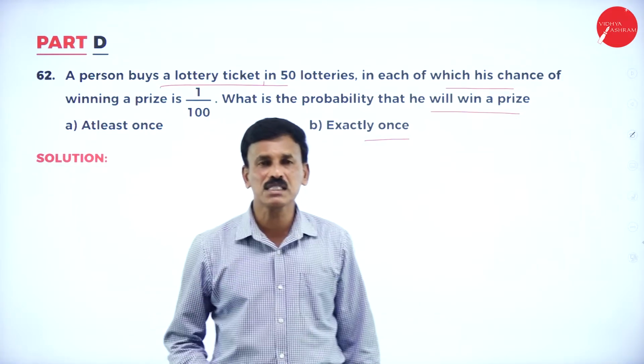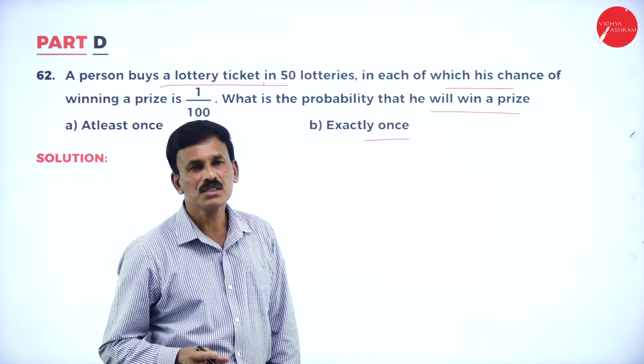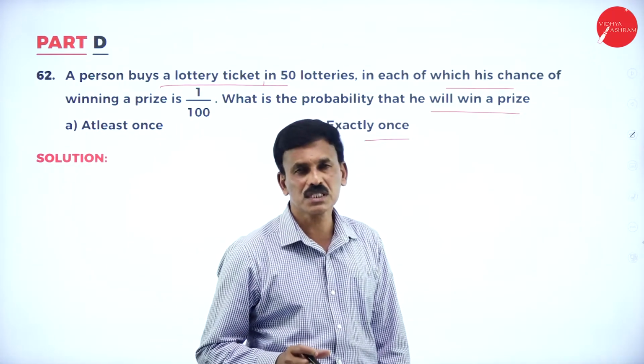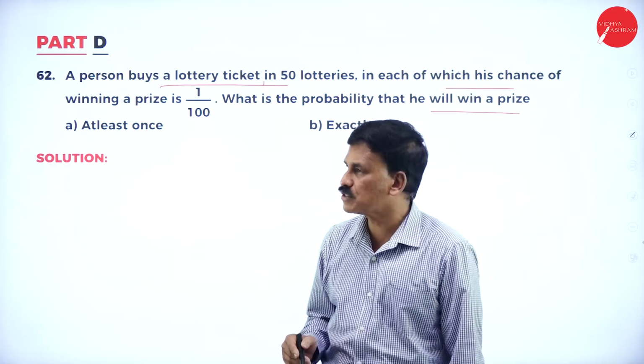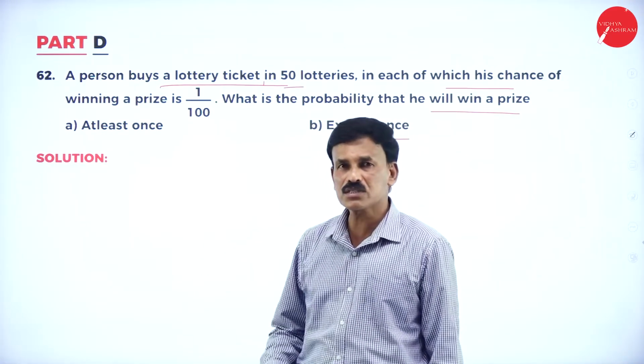Now, this is a very simple problem. The given problem is a Bernoulli's trial, so this can be solved using the concept of Bernoulli's trial. This is the Bernoulli's trial with n is equal to 50. What is n? n is equal to 50. Okay, let us solve this.